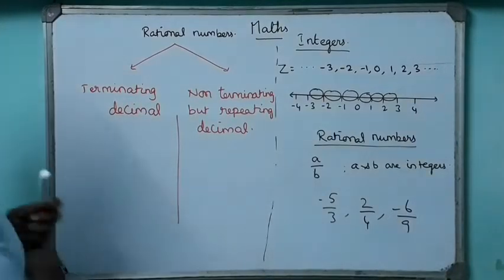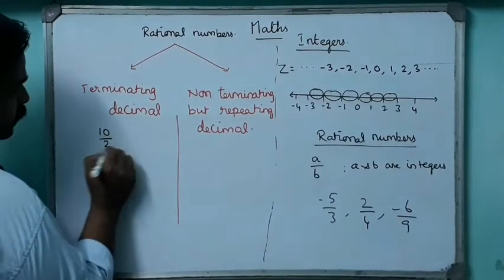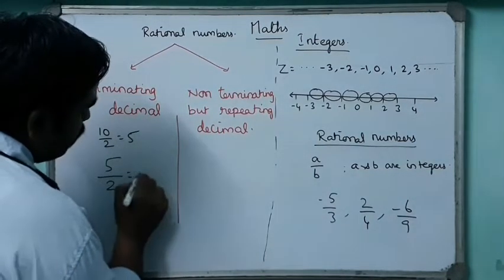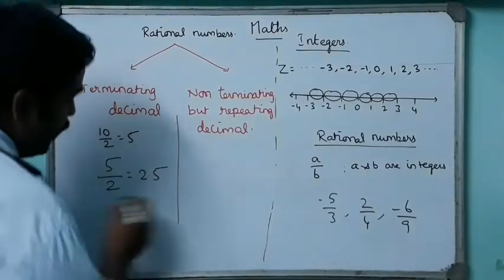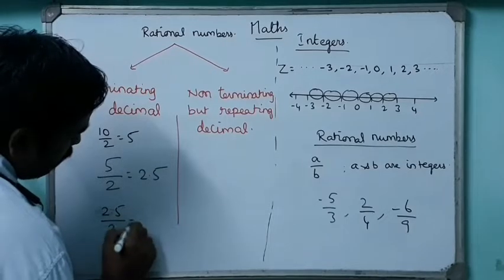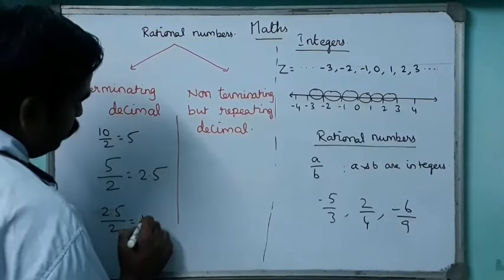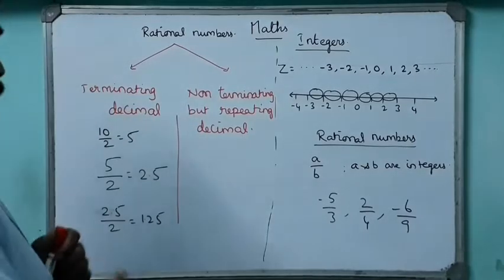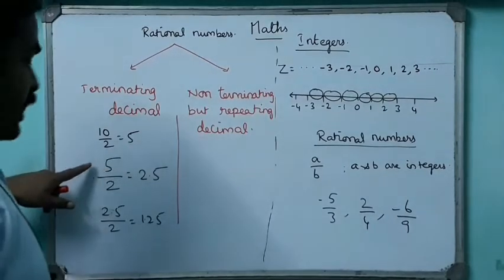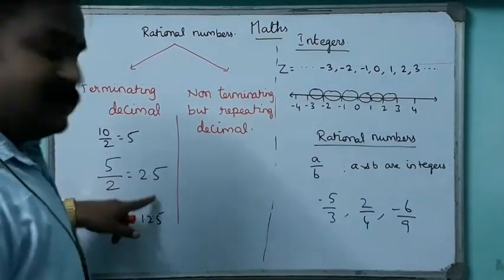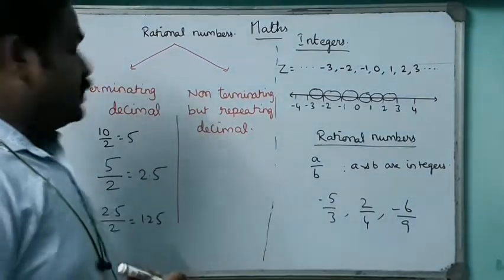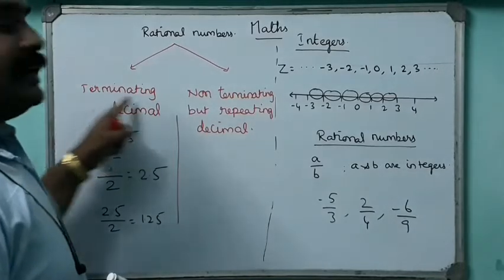Take this terminating decimal. I am going to divide 10 by 2. My answer will be 5. And if I divide 5 by 2, the answer is 2.5. If I divide 2.5 by 2, the answer is 1.25. Isn't it? So you can see in all these three cases you are getting a complete answer. The answer gets over, it gets terminated. Such kinds of decimals are called terminating decimals.